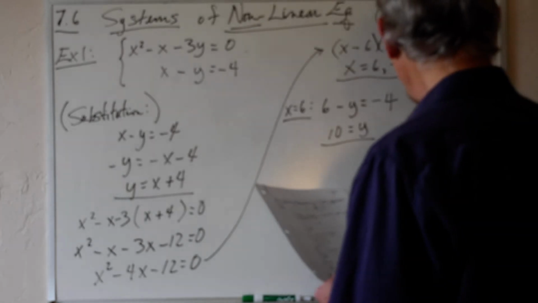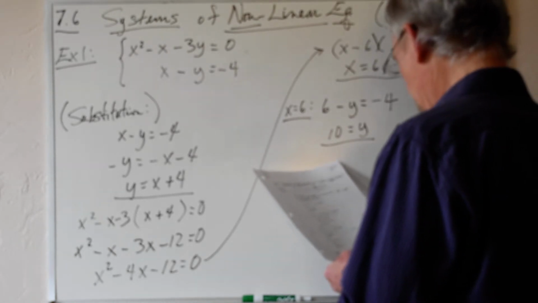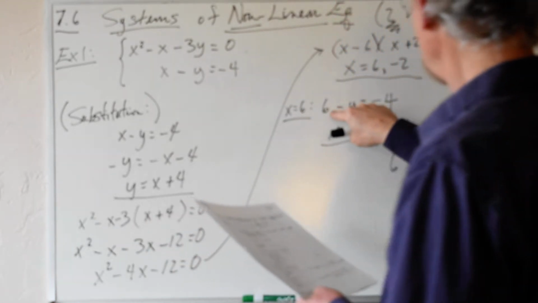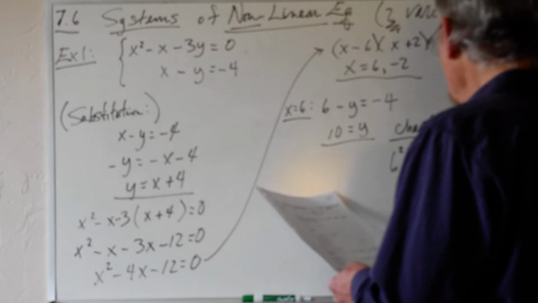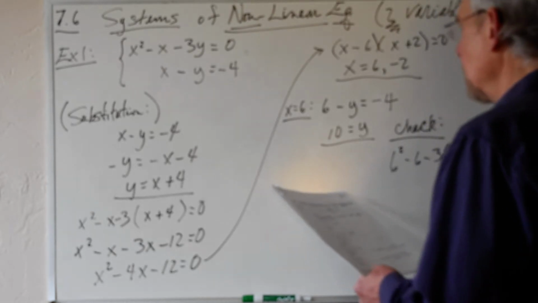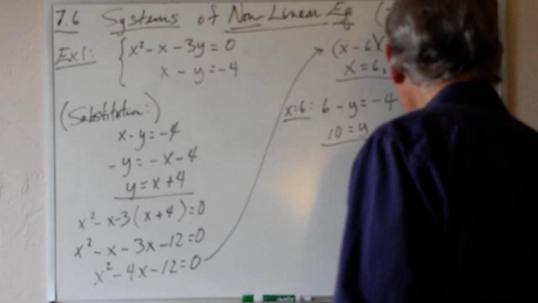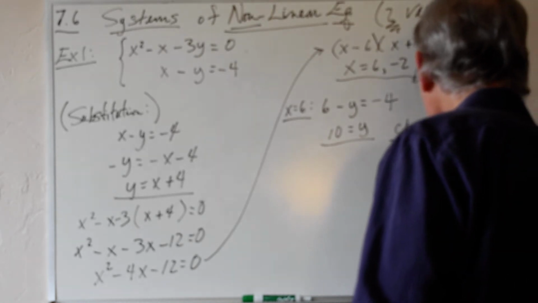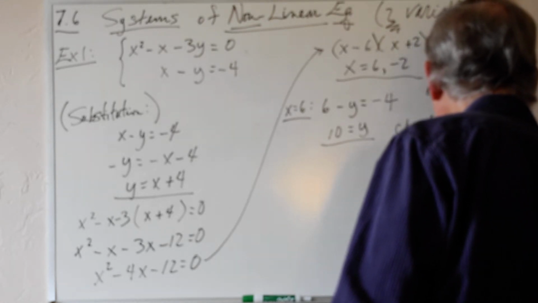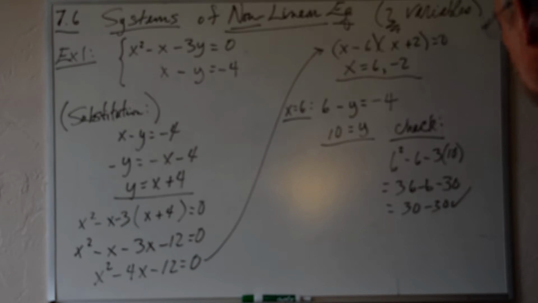Now we can go and check right here. I'll pick the first equation because I just used the second equation here. So I pick the other equation: 6 squared minus 6 minus 3 times 10. That's 6 replacing x, and 10 replacing y. This gives me 36 minus 6 minus 30, which gives me 30 minus 30. It turns out to be 0, which is what I needed it to be. So that combination works out.